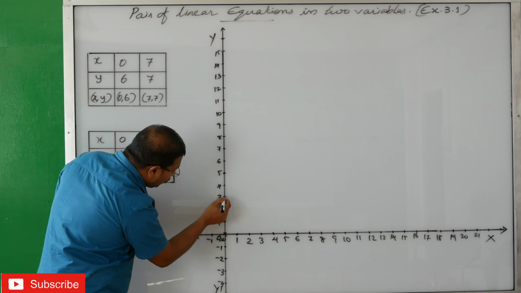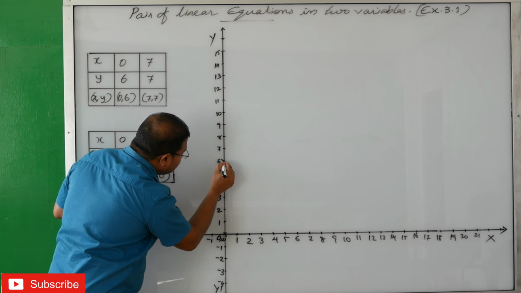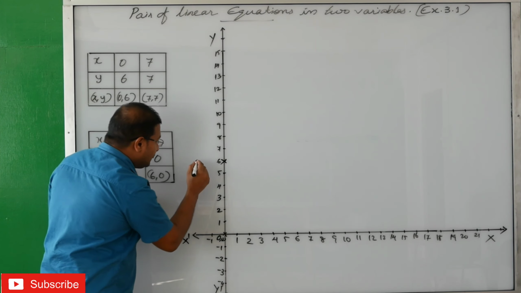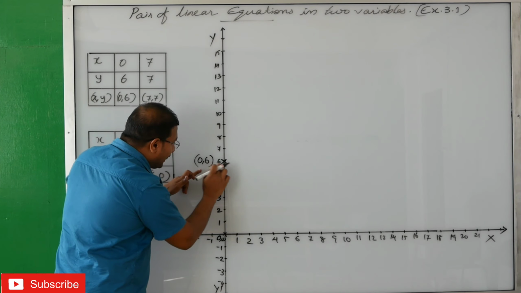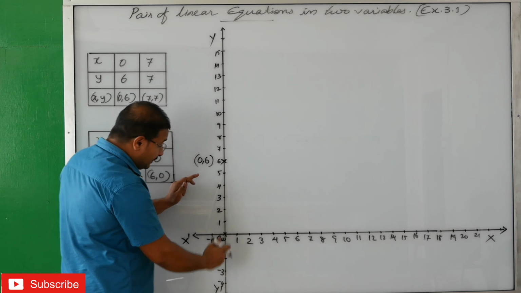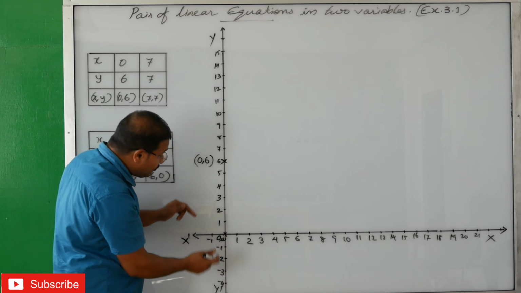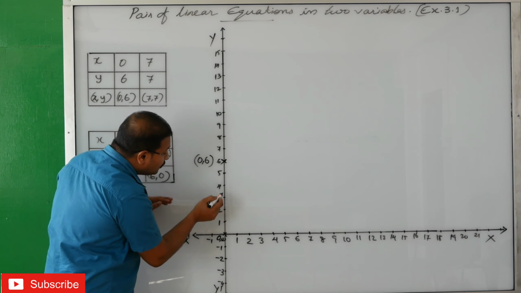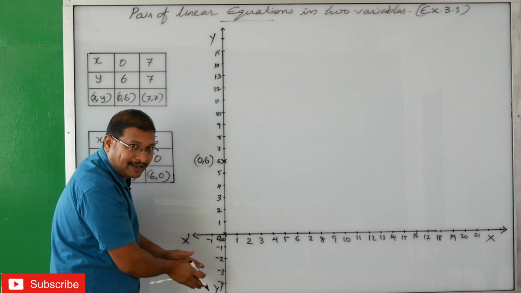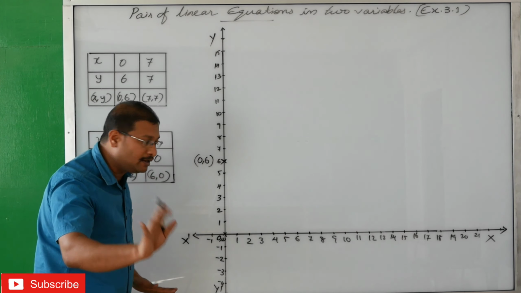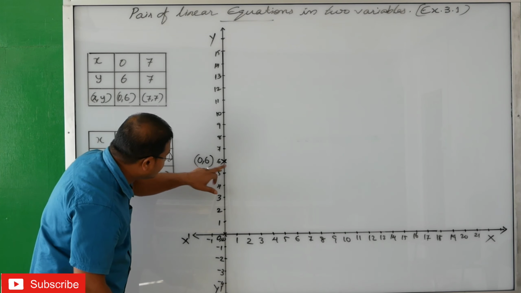So 1, 2, 3, 4, 5, 6. So this is the point. What will you write? 0, 6. X is 0, y is 6. I hope you can understand. X 0 means y-axis and y 6 means 1, 2, 3, 4, 5, 6. This one. And downside we will not take. That is negative. Is it okay? Now that is 0, 6, we got it here.